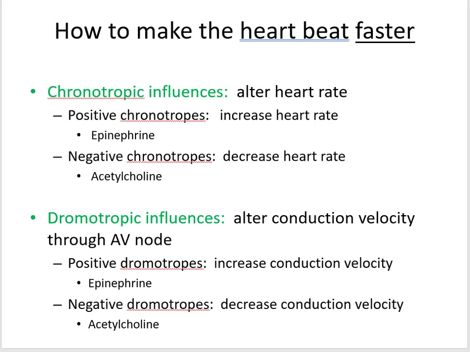Well, where do we see acetylcholine? We see acetylcholine, again, through the vagus nerve, which is a parasympathetic thing. So under parasympathetic conditions, do you decrease heart rate? Yay, of course you do. So a negative chronotrope. And then dromotropic influences.